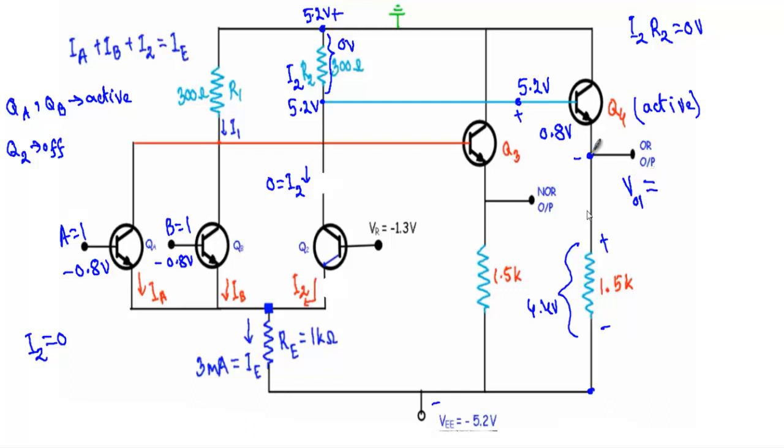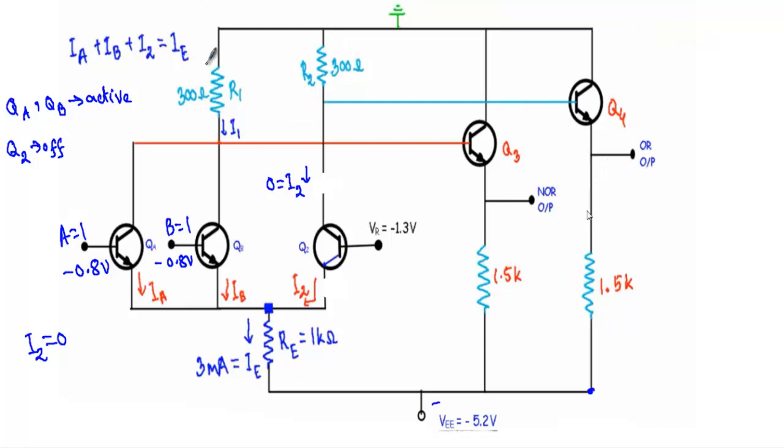Now what will be the VO1? VO1 is the voltage difference between this terminal and this terminal. From this terminal to here I will get minus 0.8, and from this terminal to this terminal I will get 0. Therefore our VO1 will be at logic 1 for the input of 1 1. This is the OR output.